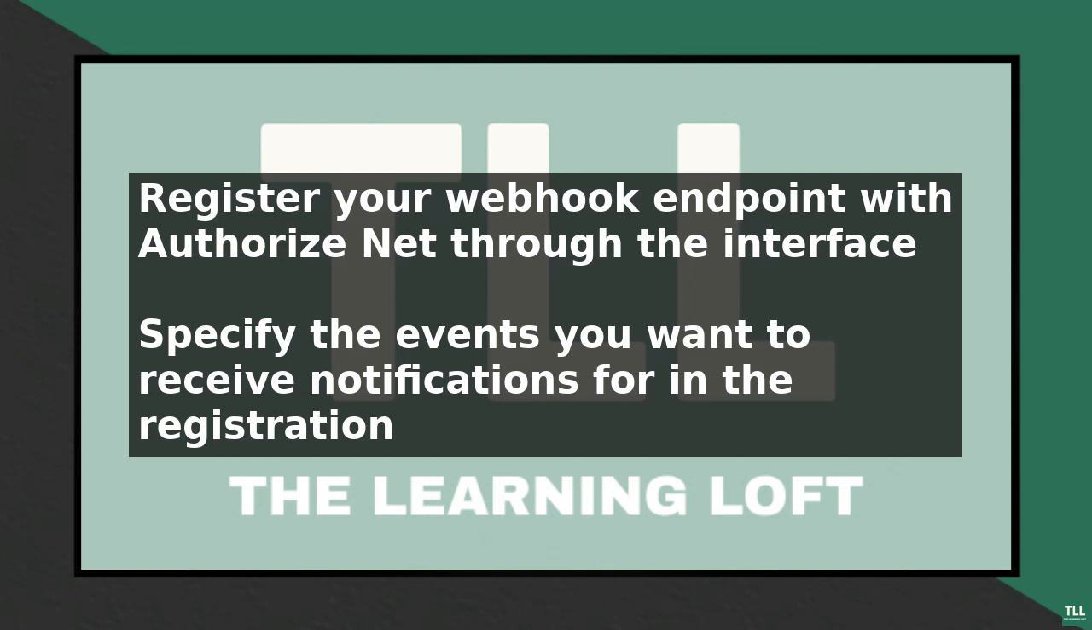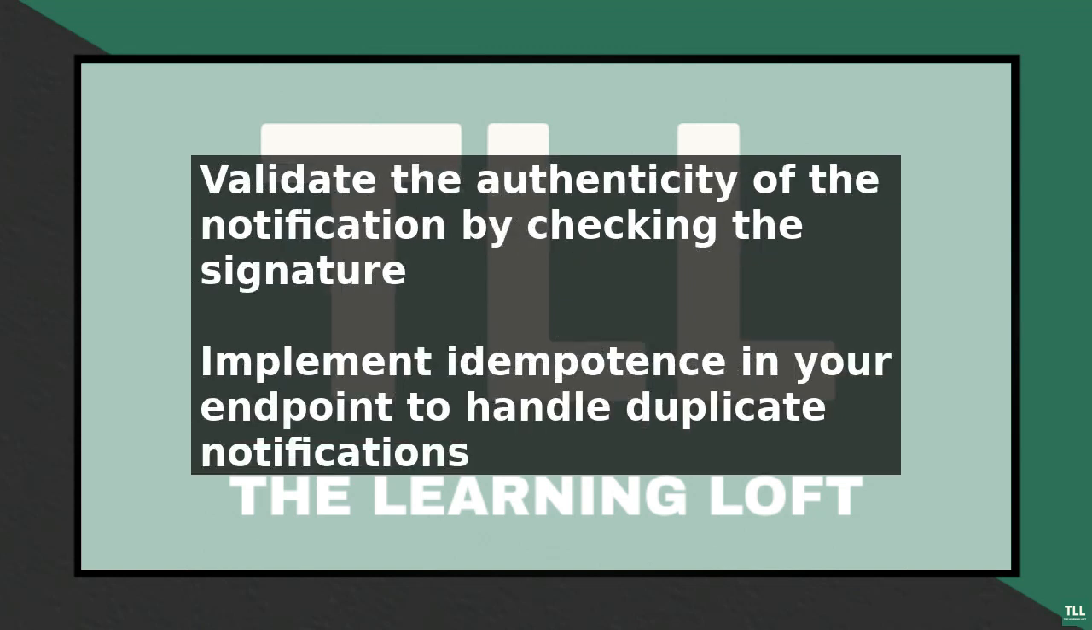These notifications will be in JSON format and contain relevant information about the event, such as transaction details or customer updates. To handle these notifications, your endpoint should parse the JSON payload and perform the necessary actions. For example, if you receive a notification of a successful transaction, you may want to update your database or send a confirmation email to the customer.